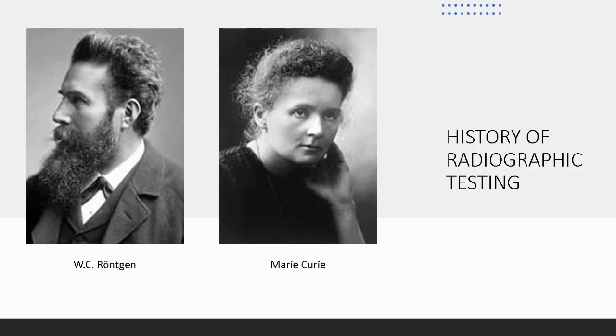For the history of radiography testing, the first two people that discovered radiography testing are Wilhelm Conrad Röntgen in 1895 and the second one is Marie Curie in 1898. W. C. Röntgen used radiography testing in medical radiography.